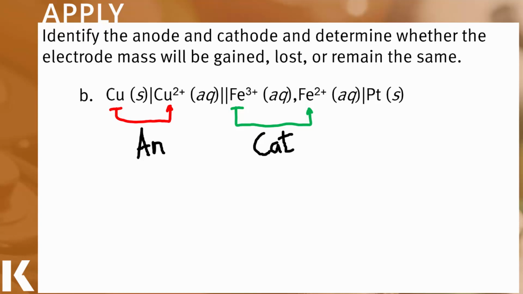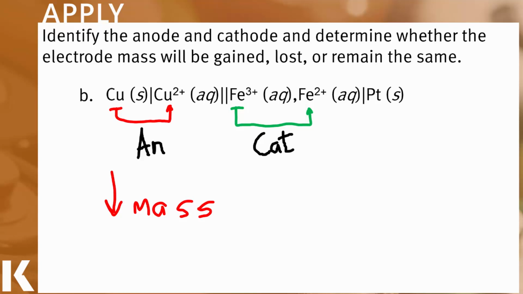Since the oxidation reaction happens at the anode, the copper is going from solid copper to copper 2+ cations, so it will be losing mass as that solid copper turns into aqueous copper 2+ ions. Those will be leaving the electrode, and the mass of that copper electrode will decrease. So this is a reactive electrode, one that's actually participating in the redox process.